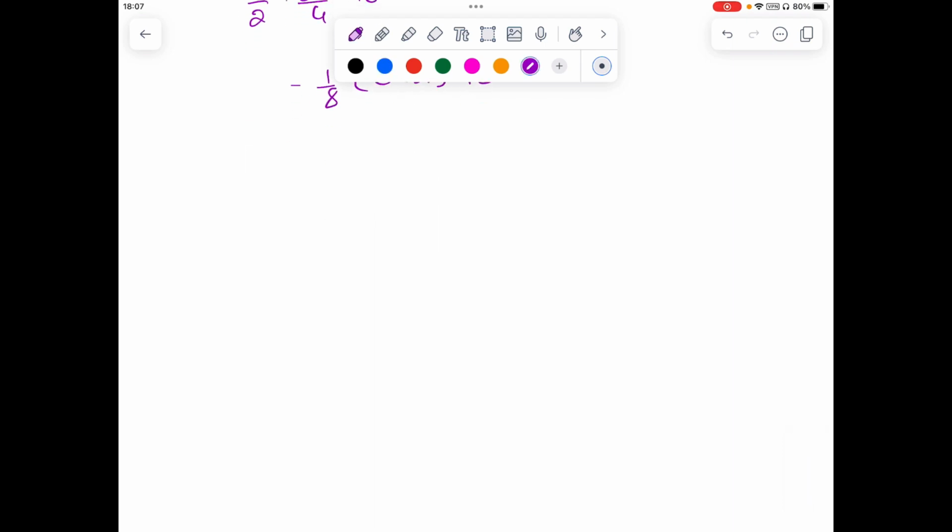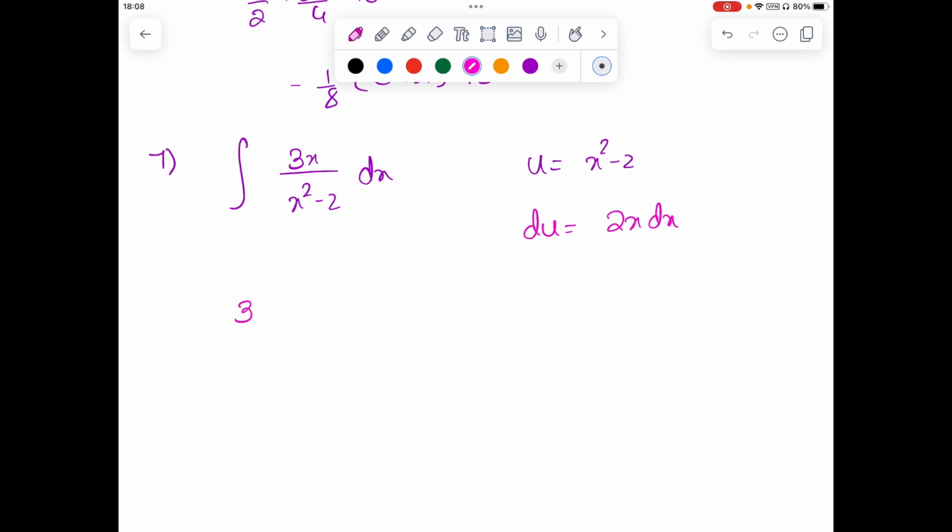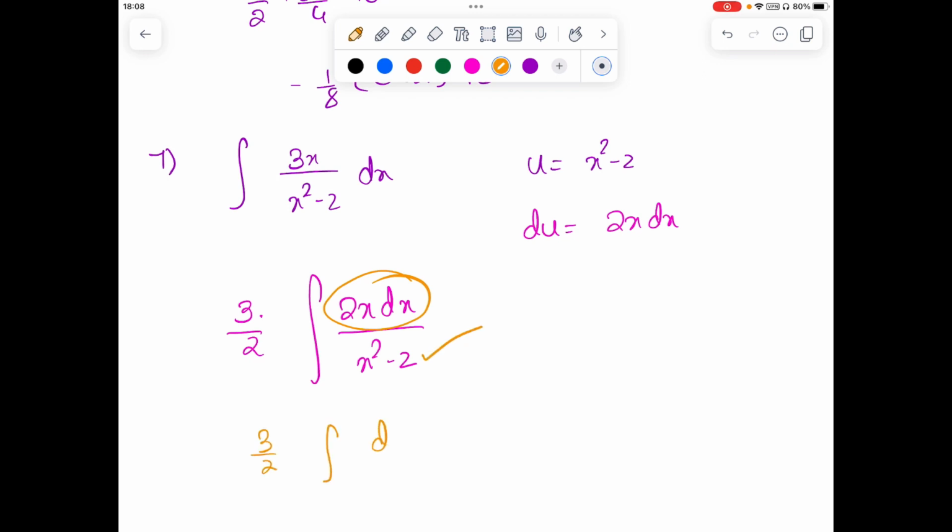Question number 7. Integral of 3x upon x square minus 2 dx. So substitution is u equals x square minus 2. So what will be du? du equals 2x dx. I want 2x dx. So I have 3, right? So pull that 3 outside and divide by 2 and multiply by 2. So you'll get 2x dx divided by x square minus 2. So 2x dx will become du. x square minus 2 is u. So 3 upon 2 du upon u.